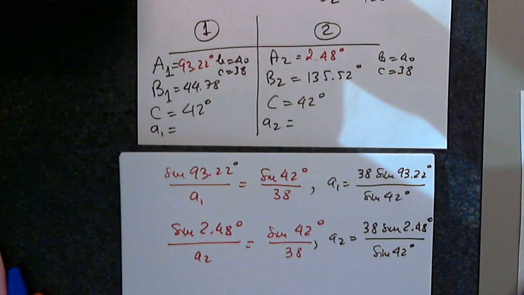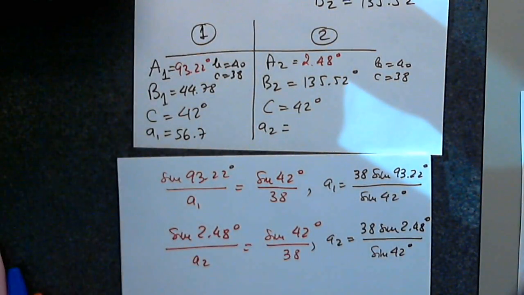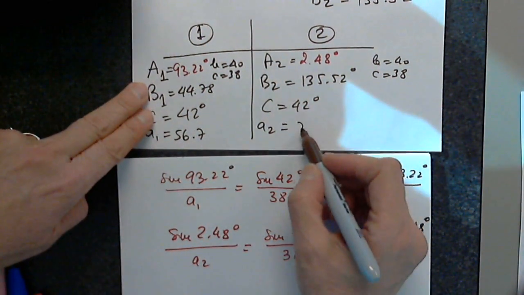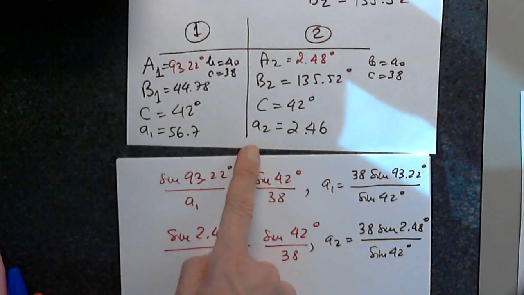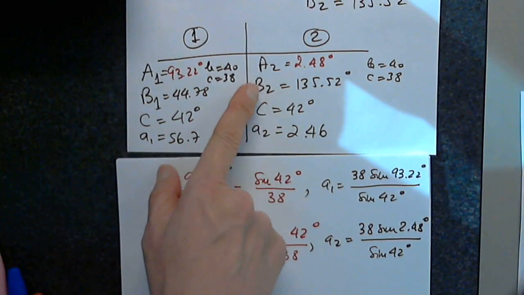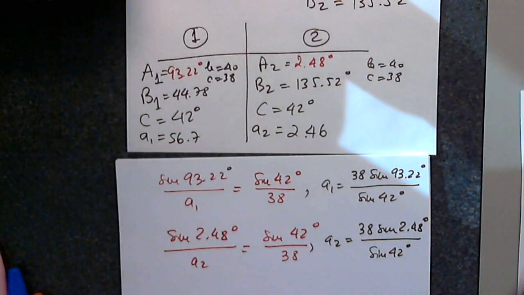Next problem. So do we have A1 and A2? A1 is 56.7. 56.7, and A2? 2.46. Lowercase a2, not this one. Yeah, that's right. It is what it is. Perfect, it's just really close. Good. Okay. Next problem.